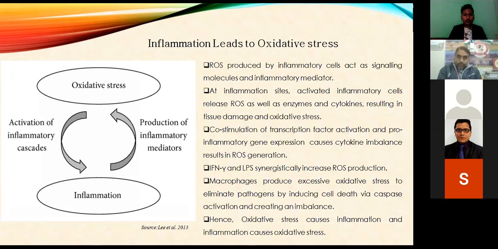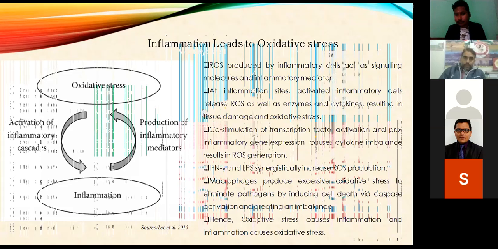Interferon gamma and LPS, meaning lipopolysaccharides, synergistically increase ROS production. And the macrophages produce excessive oxidative stress to eliminate pathogens and induce cell death via apoptosis, creating an imbalance. So therefore, both processes are related to each other. So, next slide.